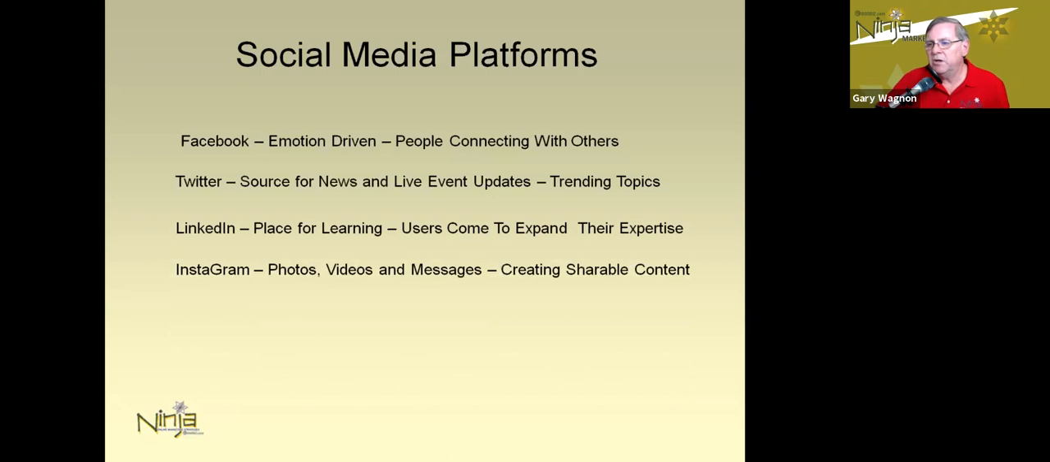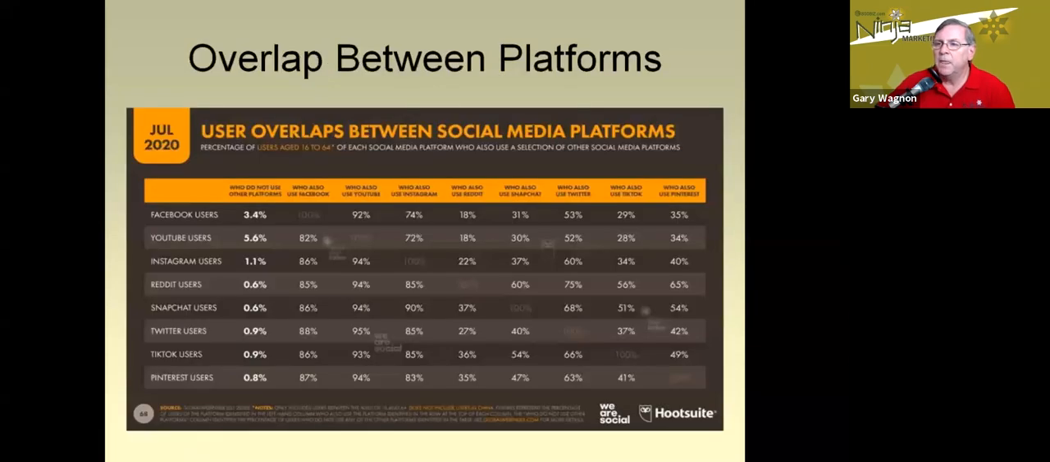Instagram is photos, videos, and messages. So you're creating shareable content. The idea is to create content that other people will share for you, so you create brand advocates through what you're creating. YouTube is how-to guides, instructional videos, tips and tricks. Those are all some of the major things there.